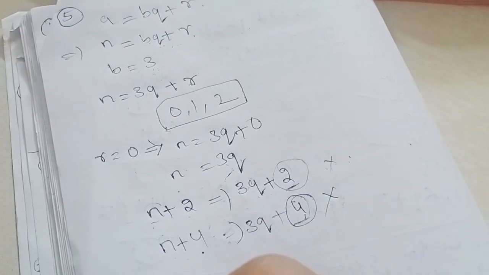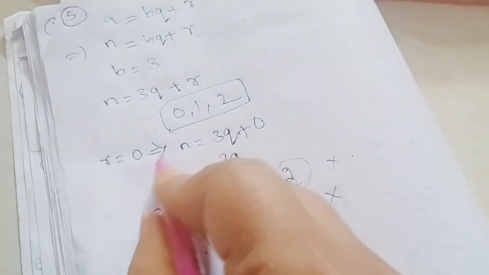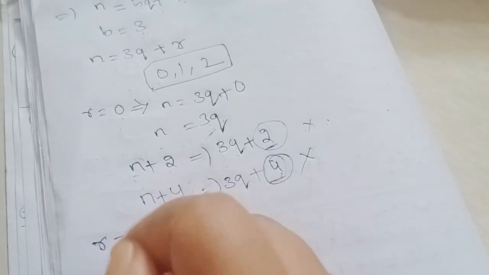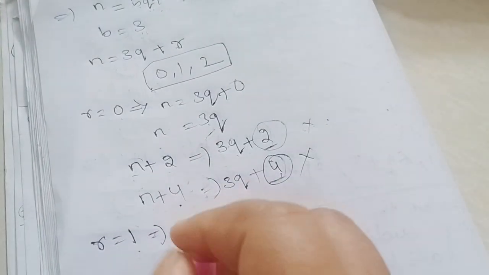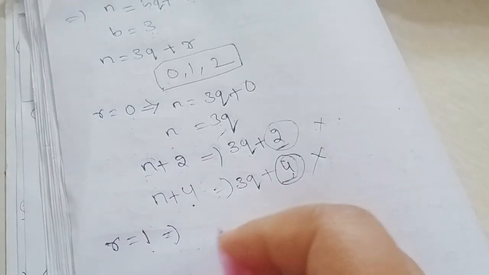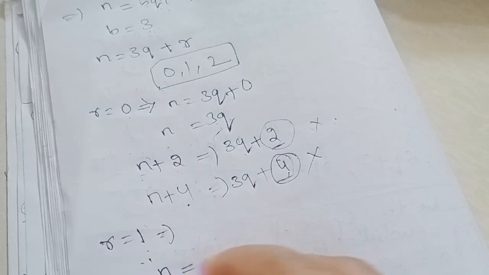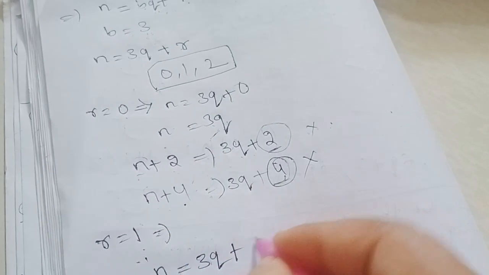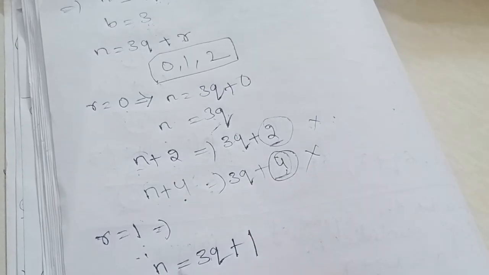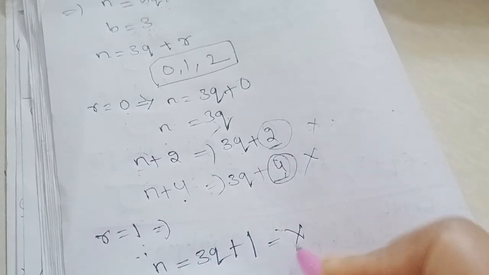So next, here r is equal to 0 we have taken. Now r is equal to 1. The remainders are 0, 1, 2. Okay, r is equal to 1. So you can take n is equal to 3q plus r, which means 3q plus 1. Okay, n is equal to 3q plus 1. This is also not divisible.